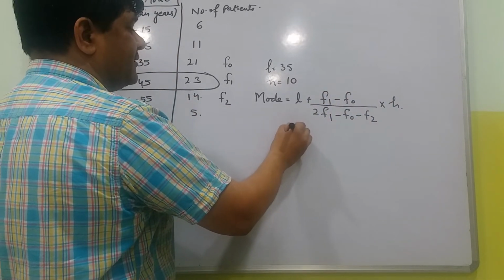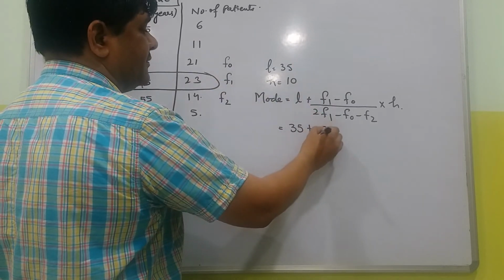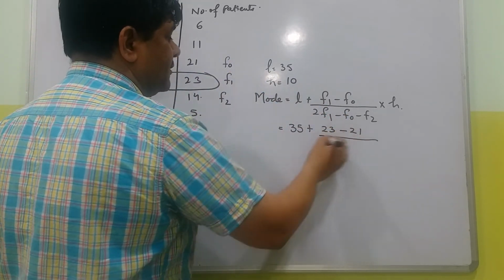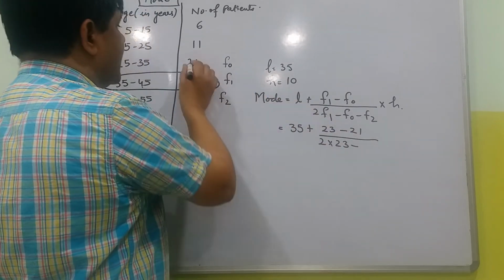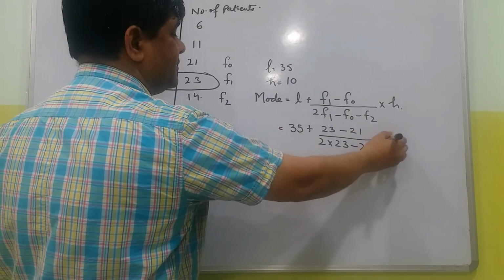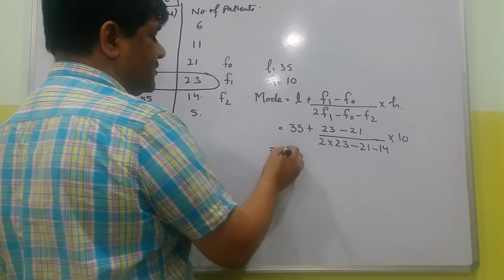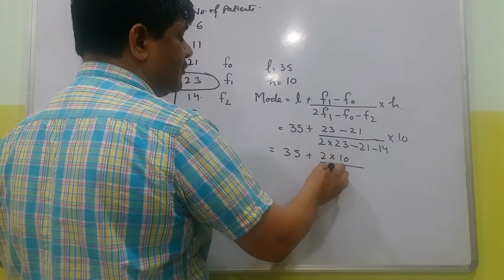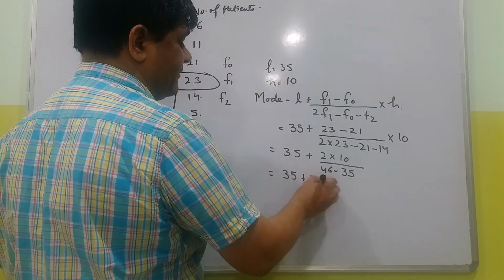So what is L here? 35. What is f1 here? 23. What is f0 here? 21. 2 into what is f1 here? 23. What is f0 here? 21. What is f2 here? 14. Into h. h is the gap between these two class intervals. So 35 plus 2 into 10, 46 minus 35. So 35 plus 20 by 11.